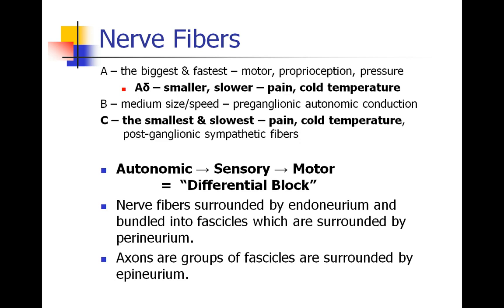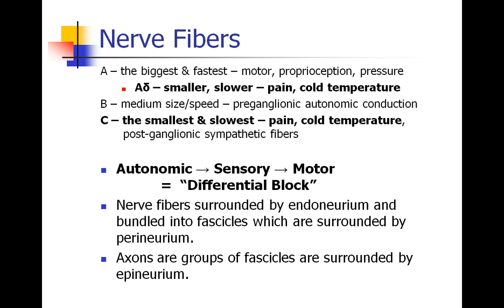Usually in anesthesia, we are interested in blocking pain. In fact, if we could avoid blocking motor signals, that would be ideal, but unfortunately we can't usually do that. But what we mostly want to do is block pain. And pain fibers are the smallest and the slowest fibers. There is an exception. The A delta fibers are also smaller and slower fibers, and they do also conduct pain and cold temperature.